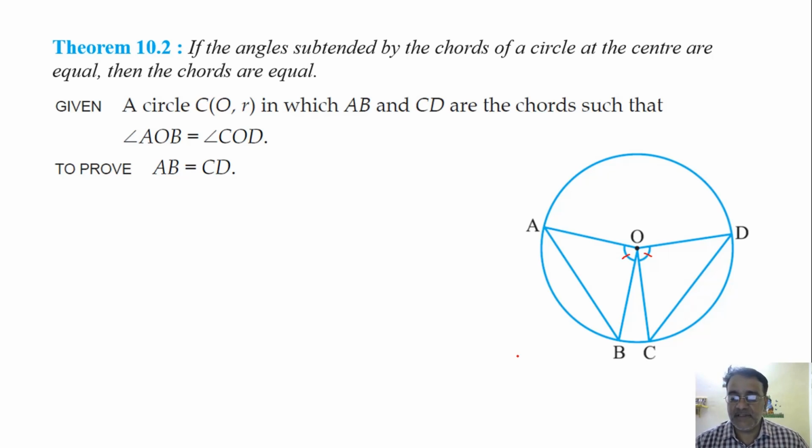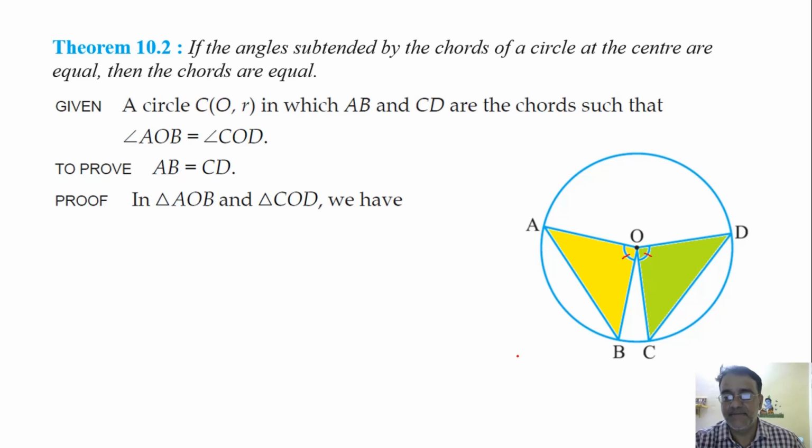Here also, first we will prove these two triangles congruent. How will we prove it? OA is equal to OC. Why? Radii of the circle. And OB is equal to OD, radii of the circle, and these two angles are equal, given. So these two triangles are congruent by which criteria? SAS criteria.